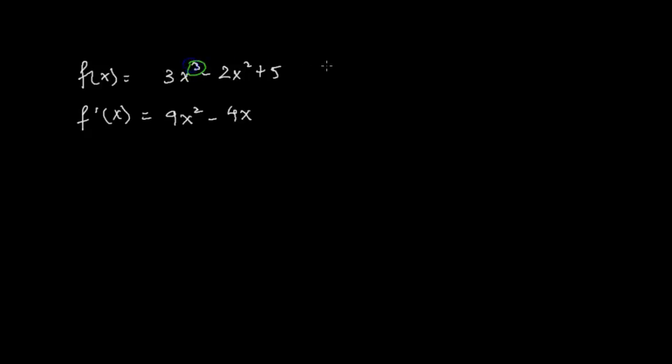Let's say we have a function as 3x cubed minus 2x squared plus 5. And if we need to find its derivative, we apply derivative rules. We get 3 times 3, 9x squared, minus 2 times 2, 4x. And the derivative of 5 is 0. Here we note this clearly, this is a degree 3 function, and this is a degree 2 function. So the derivative will always be 1 degree down from the original function.